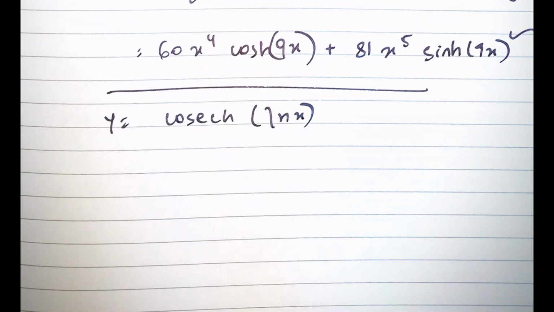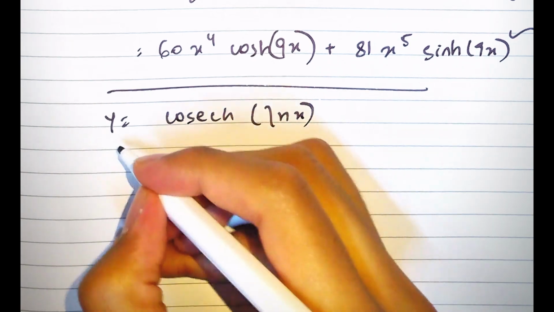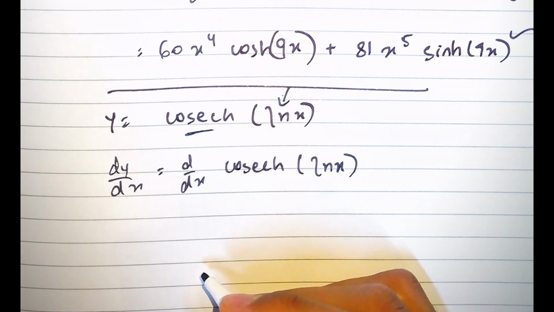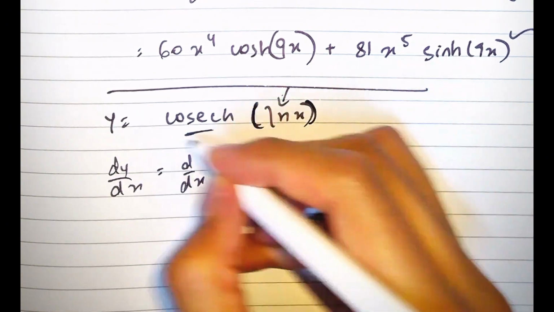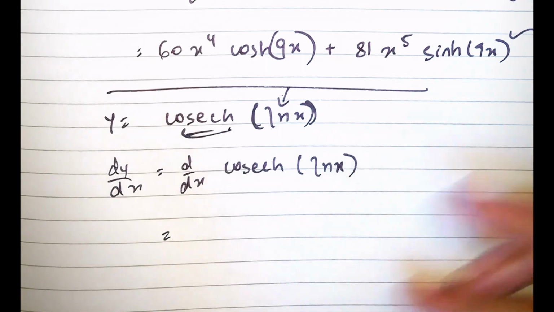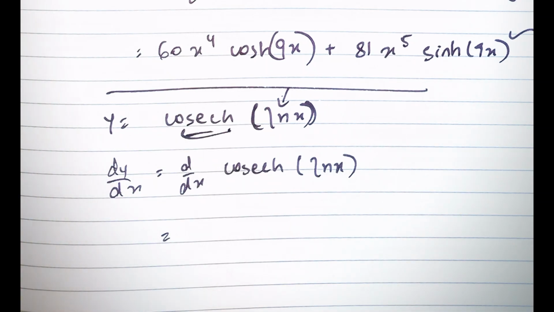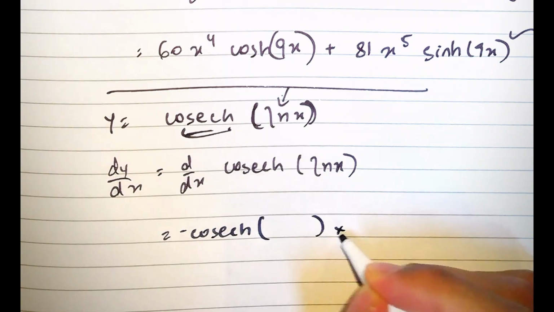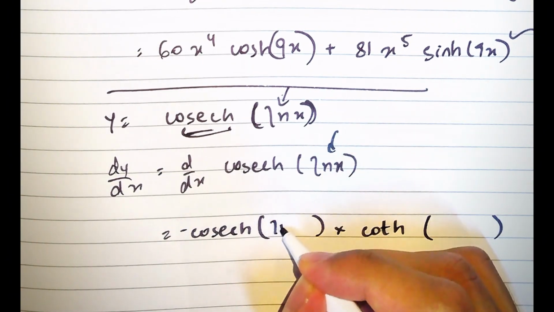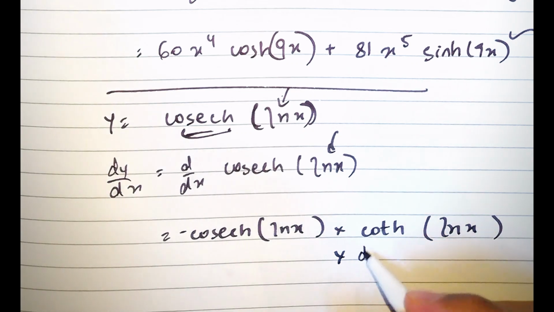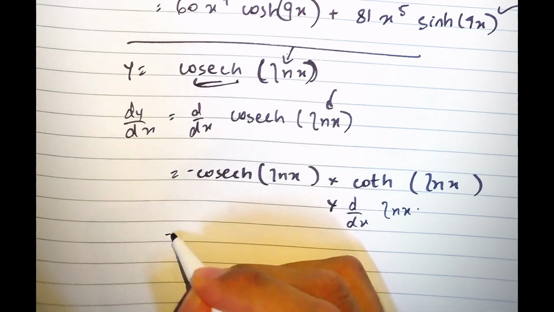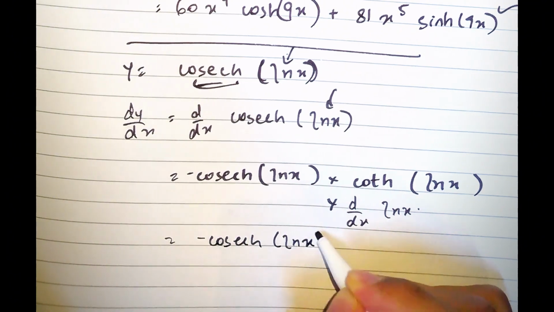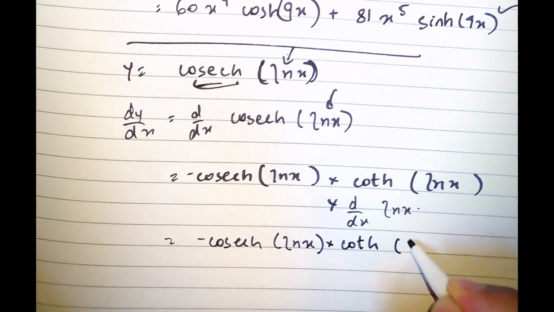So we have to find the derivative of cosech of the natural log of x. Okay, so let's apply the differentials on both sides of the equation. Natural log of x is actually the function inside the bracket of cosech x. What is the derivative of cosech x? It is negative cosech x multiplied by coth x. So we can write negative cosech, what is x? It is natural log of x, multiplied by coth of natural log of x, multiplied by the derivative of the function. What is the function? It is natural log of x.